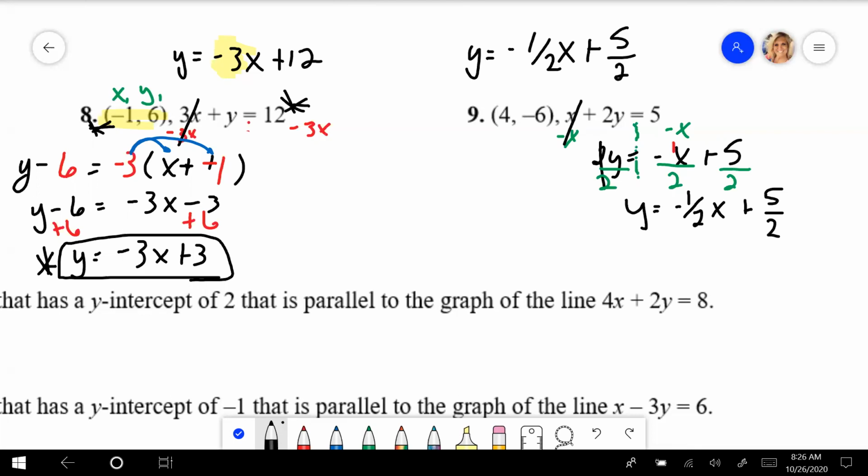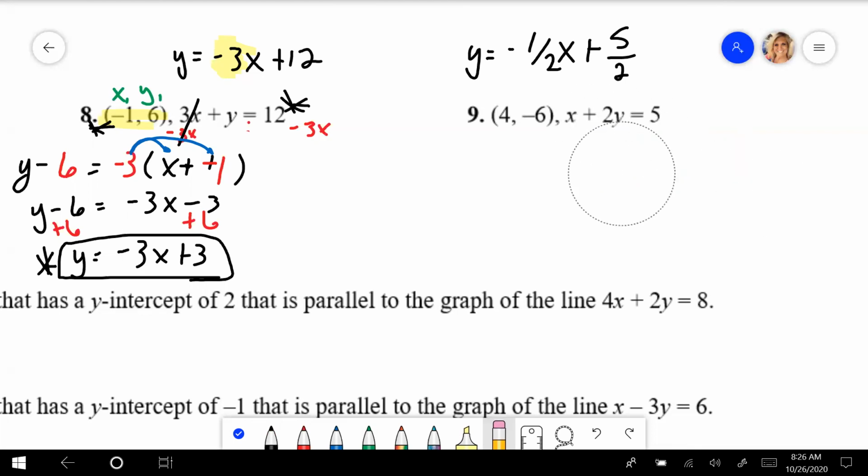That funky y-intercept doesn't really matter. The only thing we're trying to do is get the slope. Because remember, we need the slope because the lines are parallel. So y minus y1 equals m times x minus x1. Erase the m. That is negative 1/2. X1, that's your 4. Y1 is your negative 6.